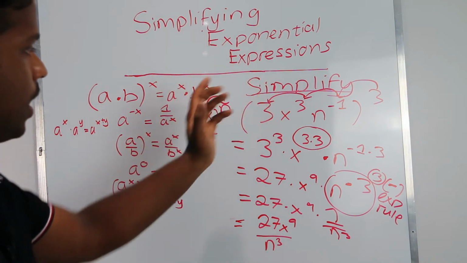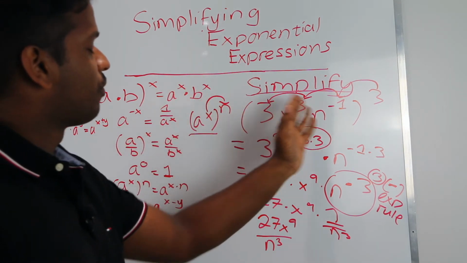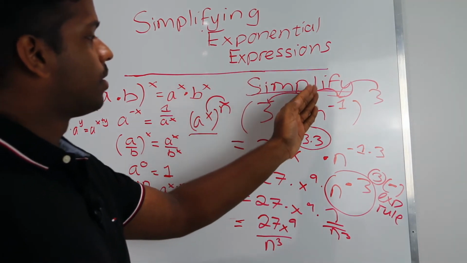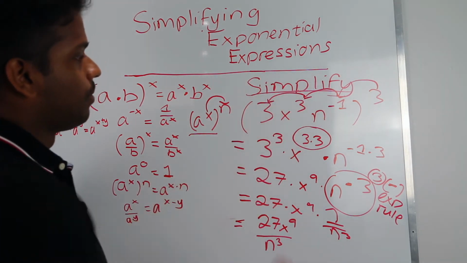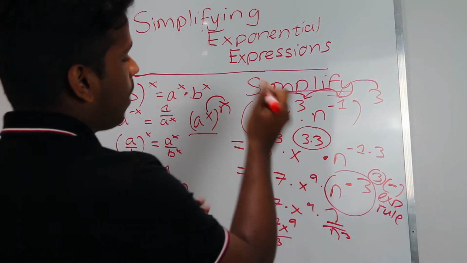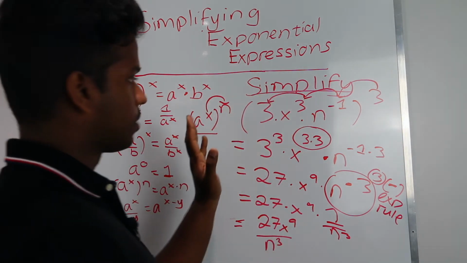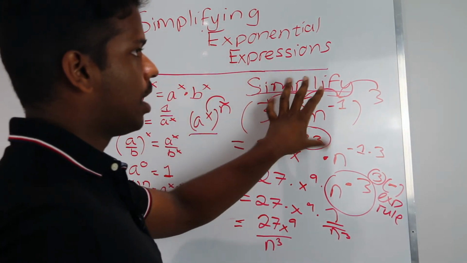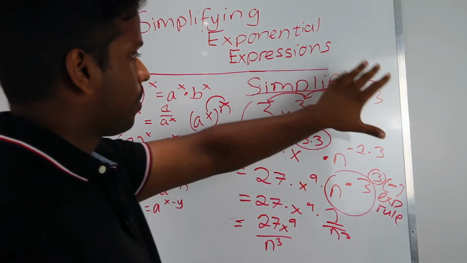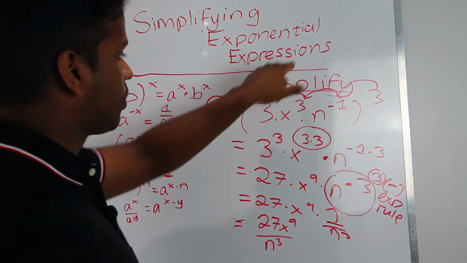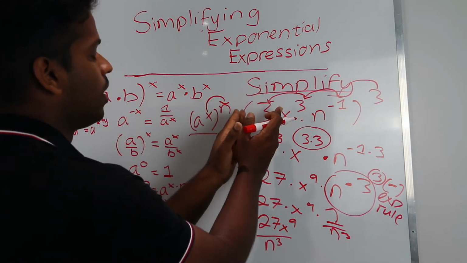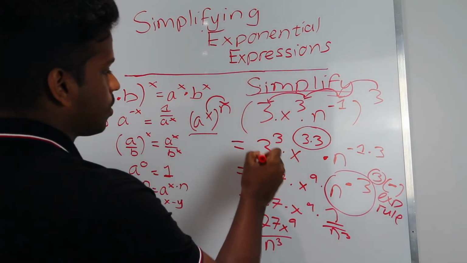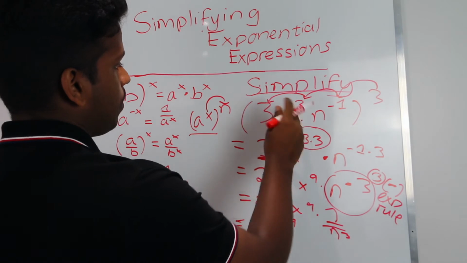Notice, if we break this down, we're basically multiplying 3 times x to the power of 3 times n to the power of -1. But since we don't know the values for x and n, we leave it like this. We know we're taking the power of a product, so we distribute the exponent to each of the bases, including the coefficient. Make sure we do this, because a lot of people forget that. So 3 to the power of 3.